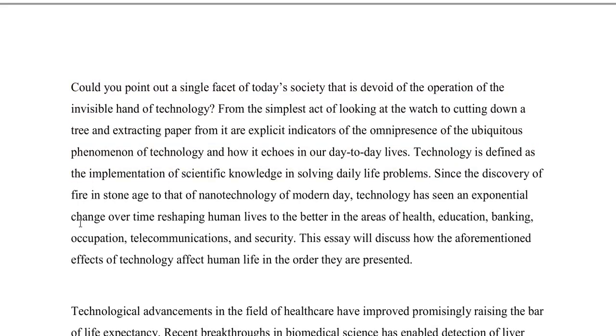Okay, since the discovery of fire in Stone Age to the nanotechnology of modern day, that is evolution of technology. Technology has seen an exponential change over time, reshaping human lives to the better. Okay, that is he's saying, in other words, technology is impacting human lives. That is, technology is reshaping human lives to the better in the areas of health, education, banking, occupation, telecommunications, and security. This is how technology is impacting human life.